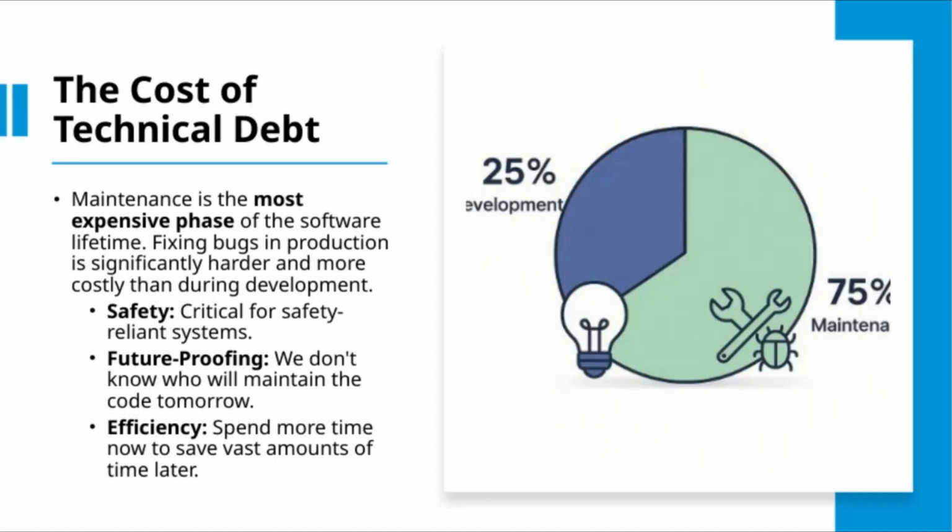Maintenance is where software really shows its true cost. Fixing bugs after release is not just tricky, it's far more expensive than catching them early on. For systems where safety matters, this is critical. Plus, we can't predict who will be maintaining the code down the line. So, investing time now to build well pays off huge later. This is the real cost of technical debt, and why it demands our attention.